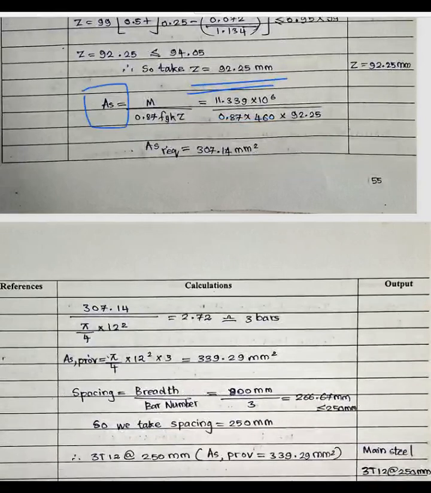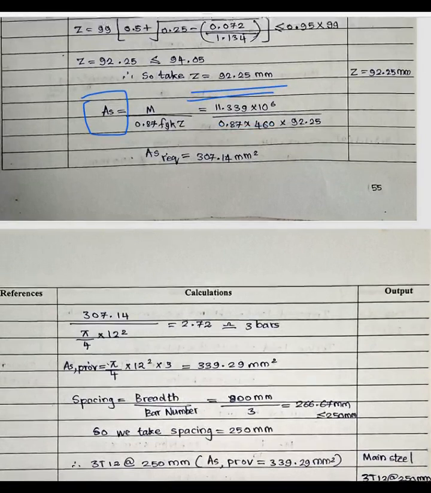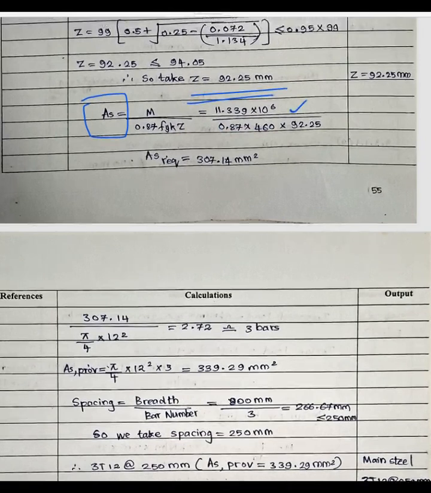This A means the reinforcement area required for this staircase. For the reinforcement area required, the M value is 11 into 10 to the power 6. 10 to the power 6 means kilonewton per meter, and we want to get this into Newton millimeter, so we want to multiply by 10 to the power 6. You can get the As required, the reinforcement area required for this singly reinforced section, 307 millimeter.